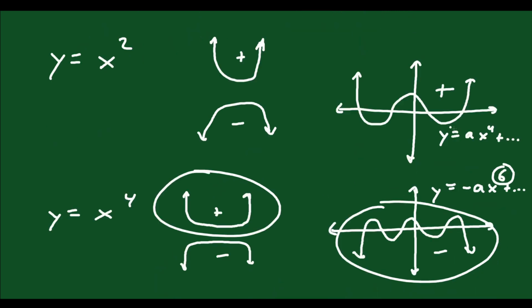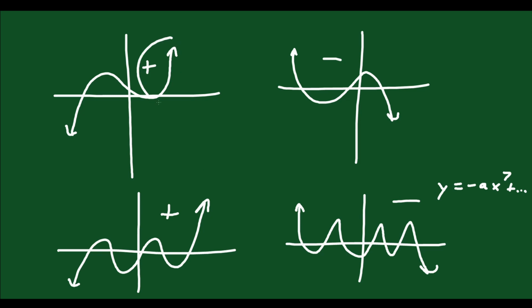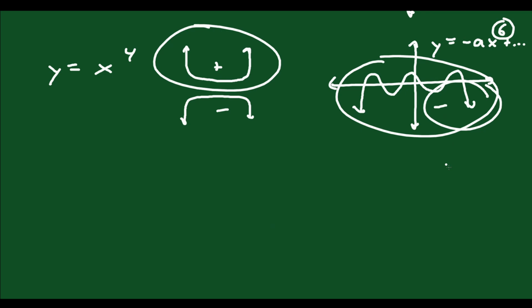Look on the far right. If the far right's going up, it's positive. If the far right is going down, it's negative. Same with these ones. On the far right, if it's going up, it's positive. If it's going down, it's negative. So you can just remember that, and that's usually enough information.